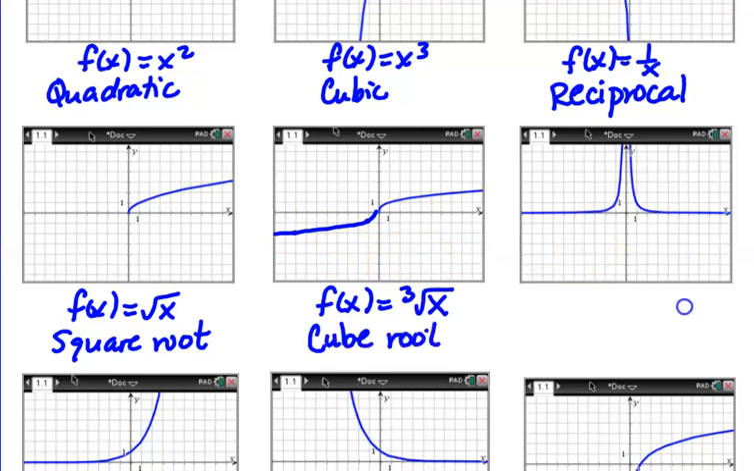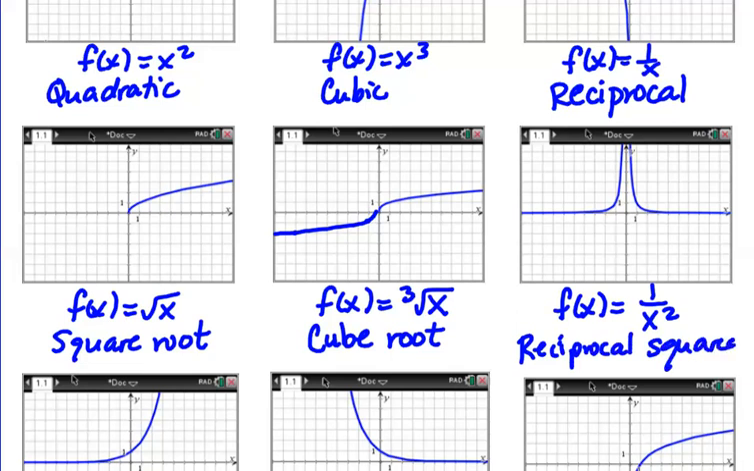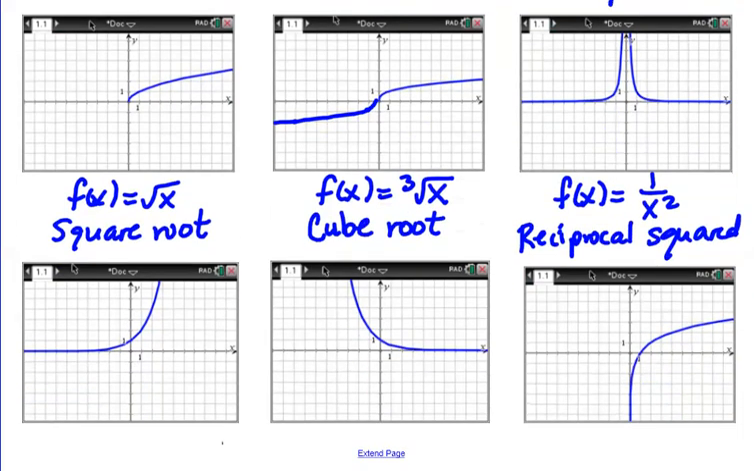So make sure to differentiate between the cubic function, where we're raising it to the third power, and the cube root function, where a radical is involved. This is f of x equals 1 over x squared, so we call this the reciprocal squared function. Last three.